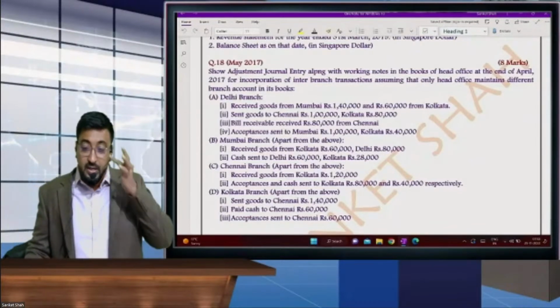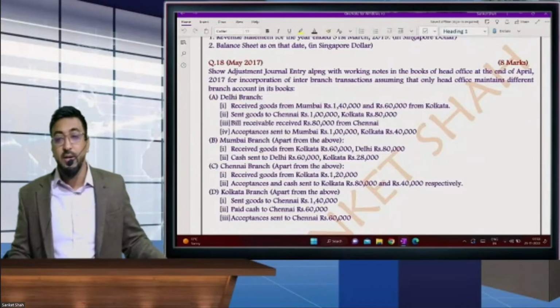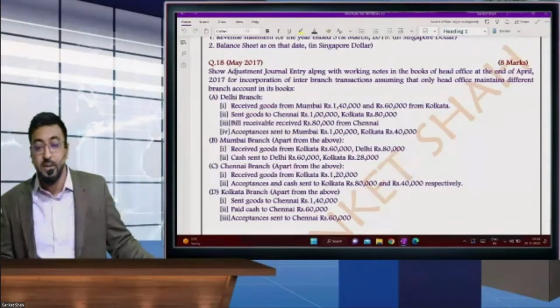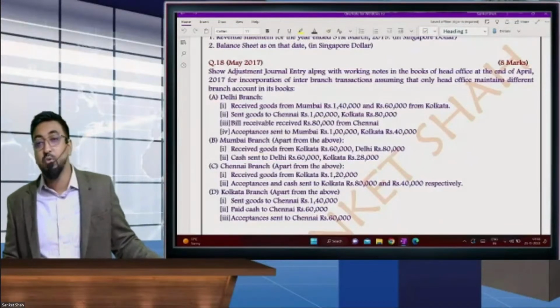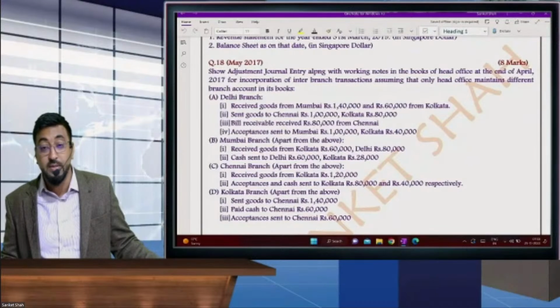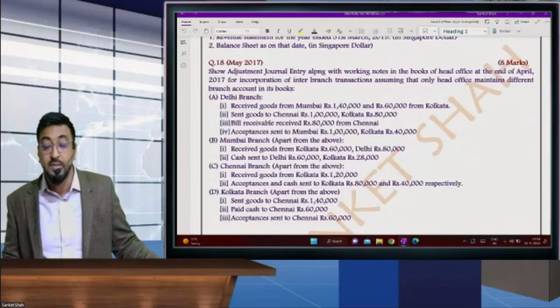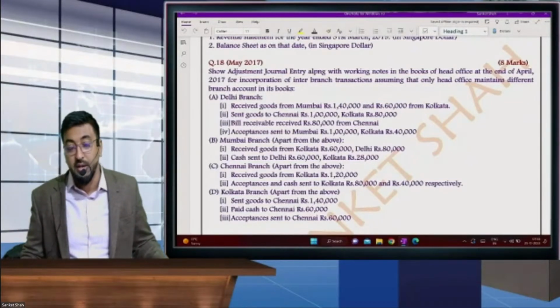Friends, in branch accounts, we have divided this chapter in three parts. Number one is dependent branch, second one is independent branch, and third one is foreign branch. In case of dependent branch, it is divided in two parts, at cost and at invoice price. At invoice price means goods are sent at invoice price. It might be 20% on cost, meaning 100 cost and 120 invoice price, or 20% on selling price, meaning selling price is 100 and cost is 80. So 80, 20, 100.